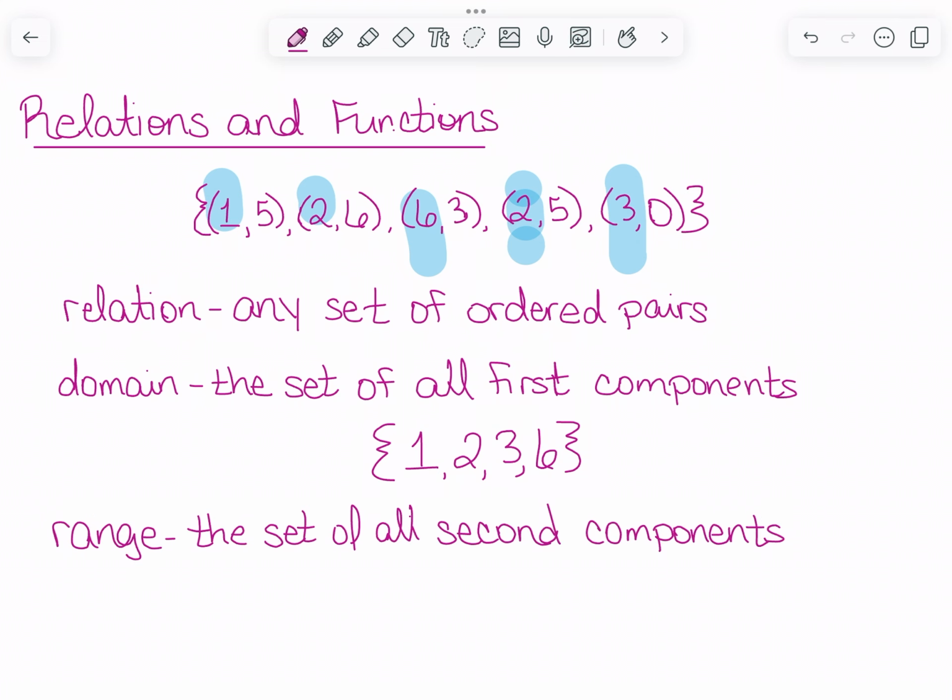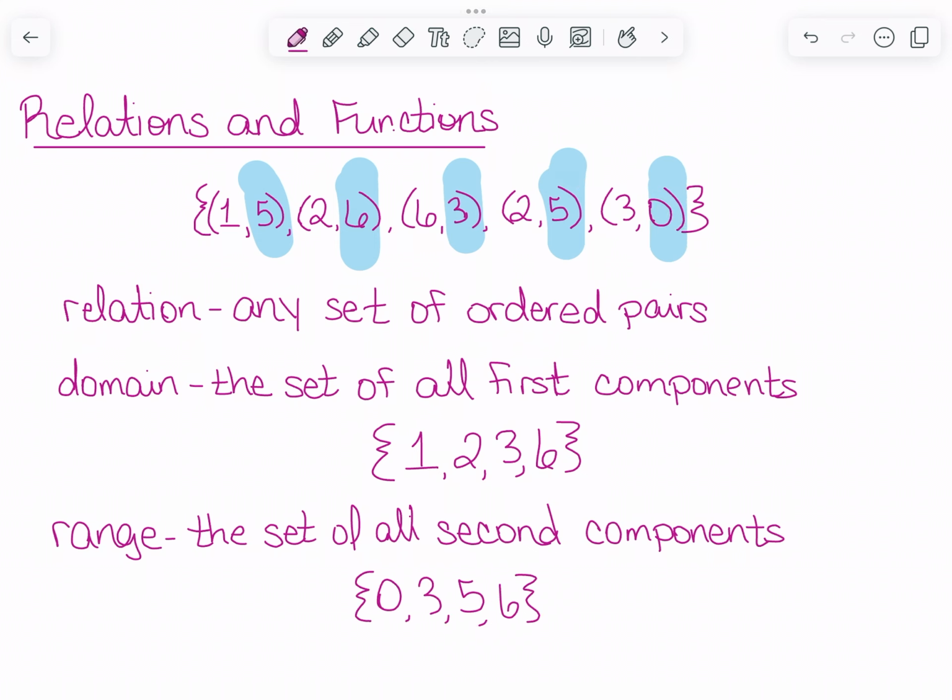The set of all the second components of the ordered pairs is known as the range. For this particular one, we have 5, 6, 3, 5, and 0. We would once again write this between curly braces, and this would be 0, 3, 5, 6. Just like with the domain, we do not need to repeat the 5, even though it appears twice.